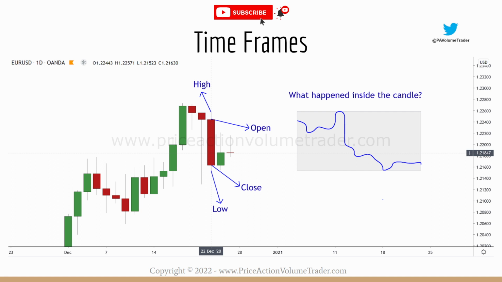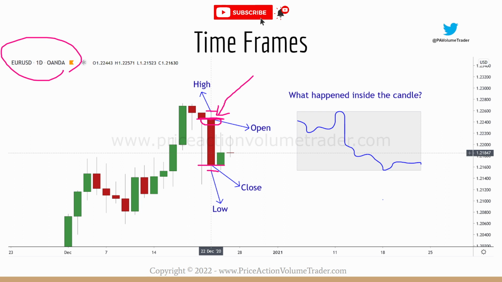So let's just see an example here. This is a Forex chart, US dollar daily. And if we focus on this candle right here, you can see we have the 4 parts of the candle. The high, which is the top of the wick, the low, the bottom of the wick, the open, in this case is a red candle, it's a bearish candle, so the open is the top of the body and the close is the bottom of the body.